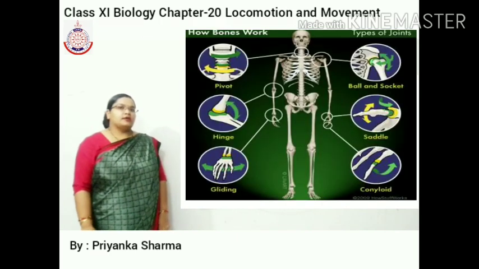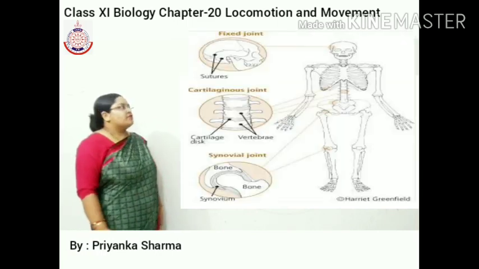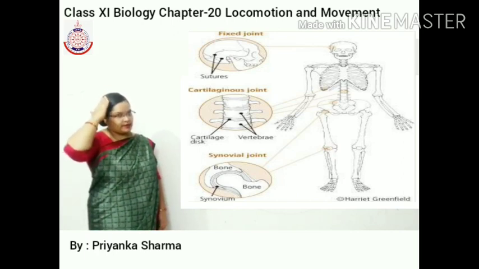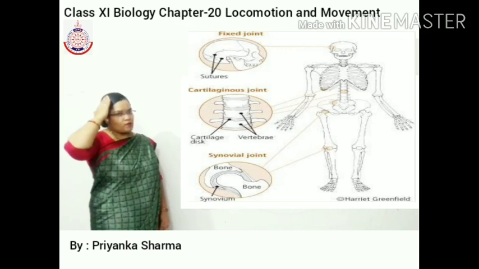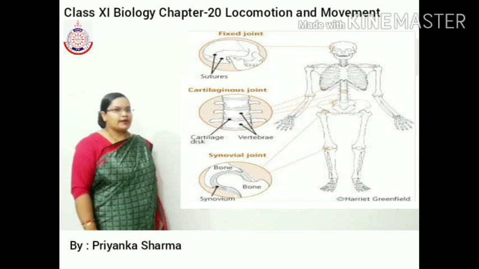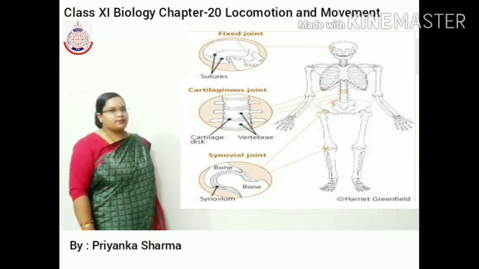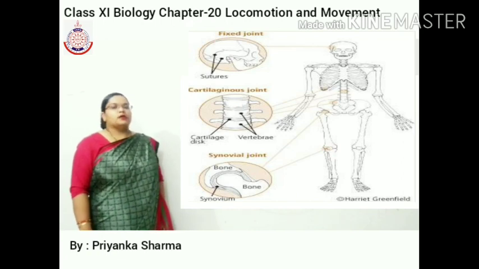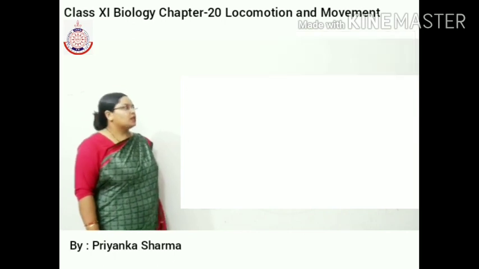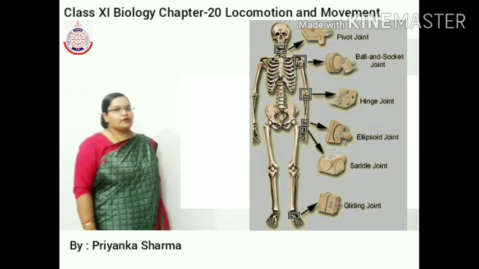I hope the synovial joints are clear to everyone. Let's revise once again. Fibrous joints are known as immovable joints. They are present in the cranial bones in the form of sutures. Okay, the cartilaginous joint or slightly movable joint is found between the vertebrae of the vertebral column. Next is the synovial joint, which is also known as the freely movable joint and helps in different types of movement in the body. There are different types of synovial joint.